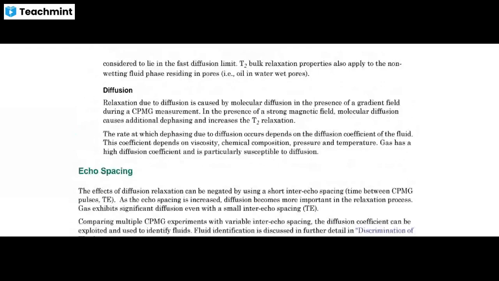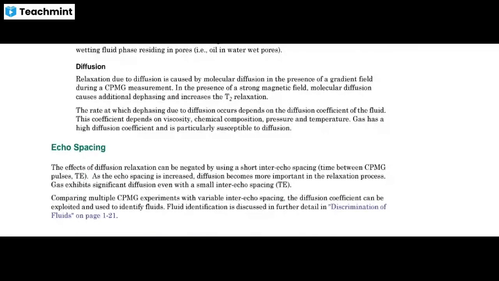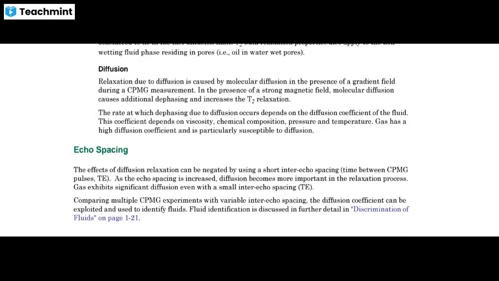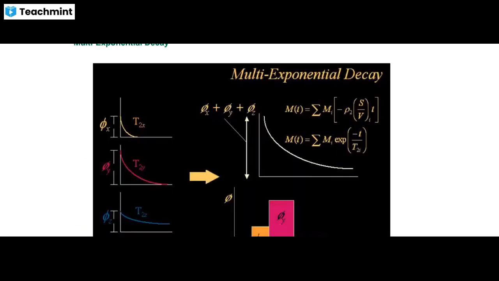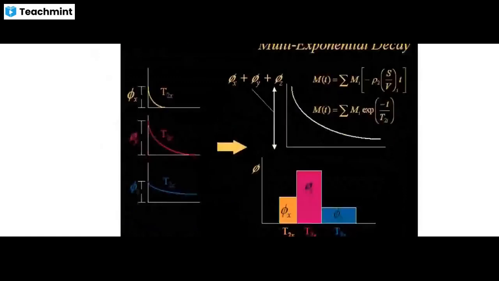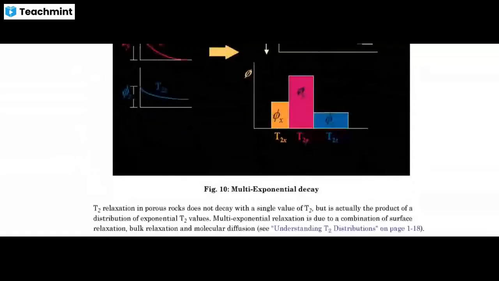Then diffusion relaxation is due to molecular diffusion in the presence of a gradient field during the CPMG experiment. Then echo spacing. The effects of diffusion relaxation can be reduced by using a short inter-echo spacing, the time between CPMG pulses, TE. After comparing multiple CPMG experiments with variable inter-echo spacing, the diffusion coefficient can be exploited and used to identify fluids. So this is your multi-exponential decay. You can see here the multi-exponential decay.